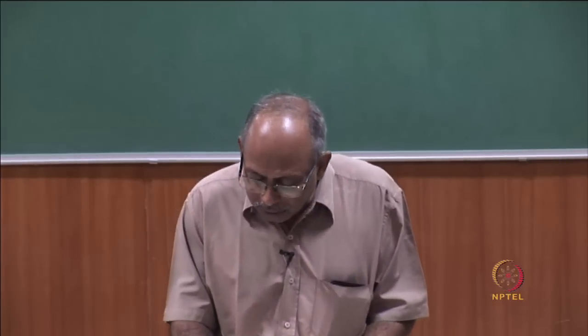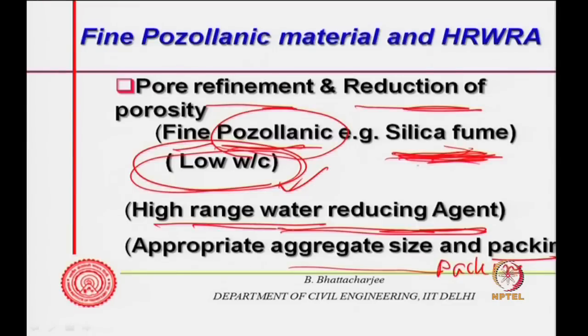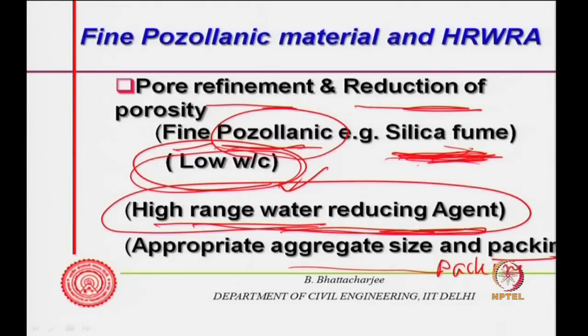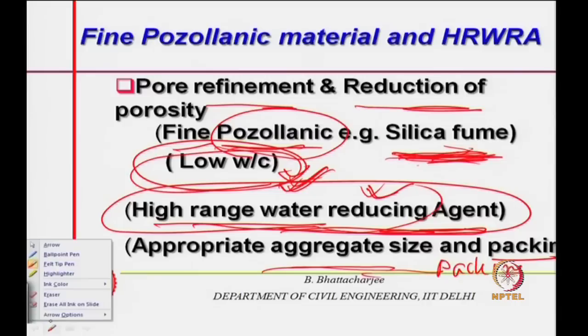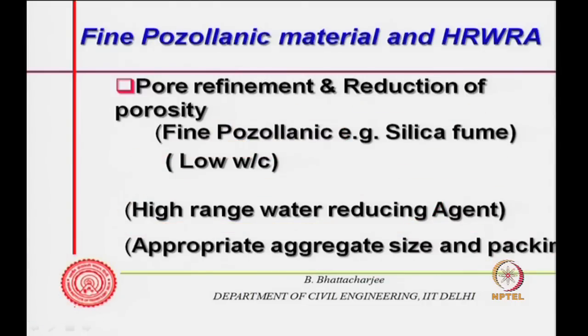So, a low water cement ratio could be achieved only when you have a high range water reducing agent, otherwise you will have to apply high pressure to get that kind of strength, like in the paste. For concrete, of course, it would be fairly difficult, technologically may not be a viable situation. So, therefore, to achieve this, this played a big role. Now, these two things, the high range water reducing agent and the mineral admixtures, are anyway required.